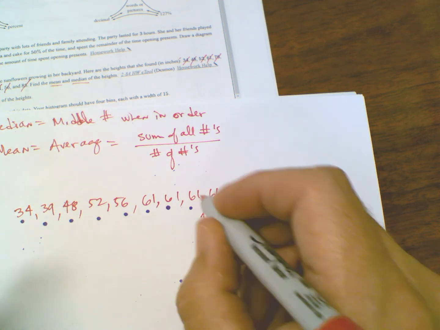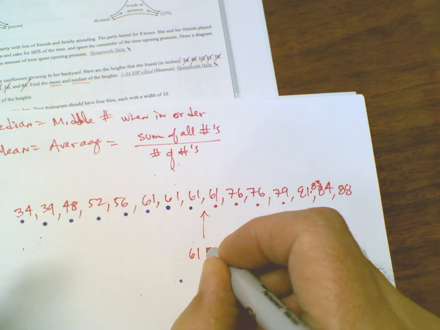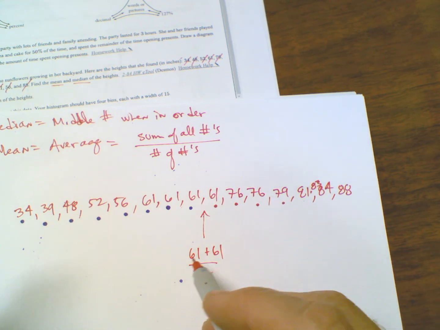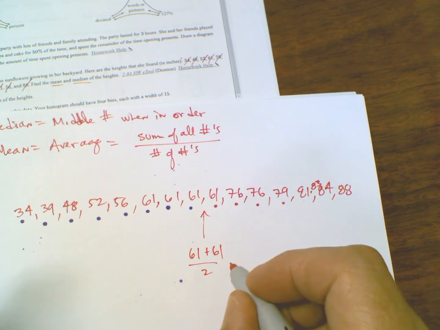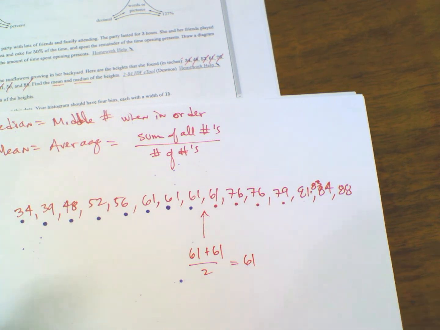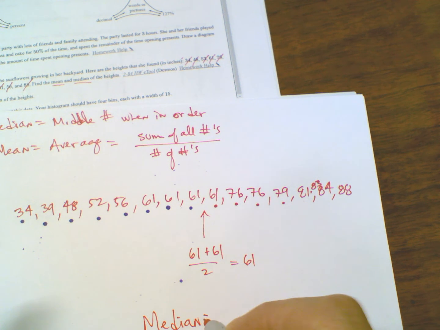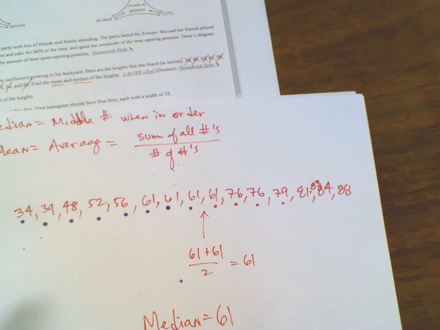Because to find the middle technically, you add the two middle numbers and divide by 2. So 61 plus 61 divided by 2 still equals 61. So my median is equal to 61.